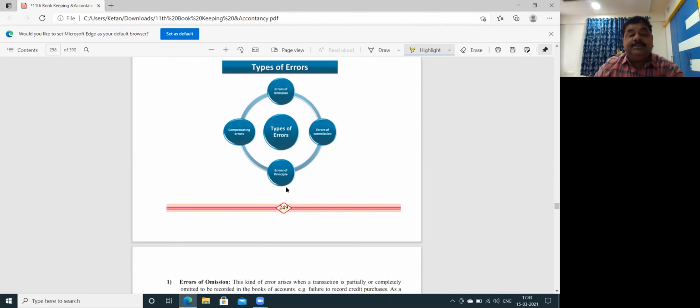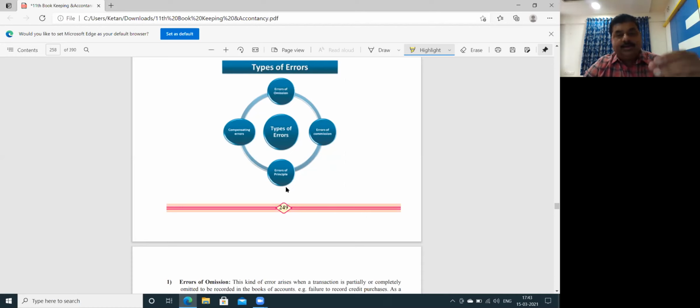Then errors of principle, very important. Errors of principle are where sometimes we are selecting the wrong head of the accounts. एक example बघू आपण. Salaries paid to Anushka, debited to Anushka account. काय मिस्टेक झाली? What is the journal entry for salaries paid to Anushka? Salary account debit to cash.